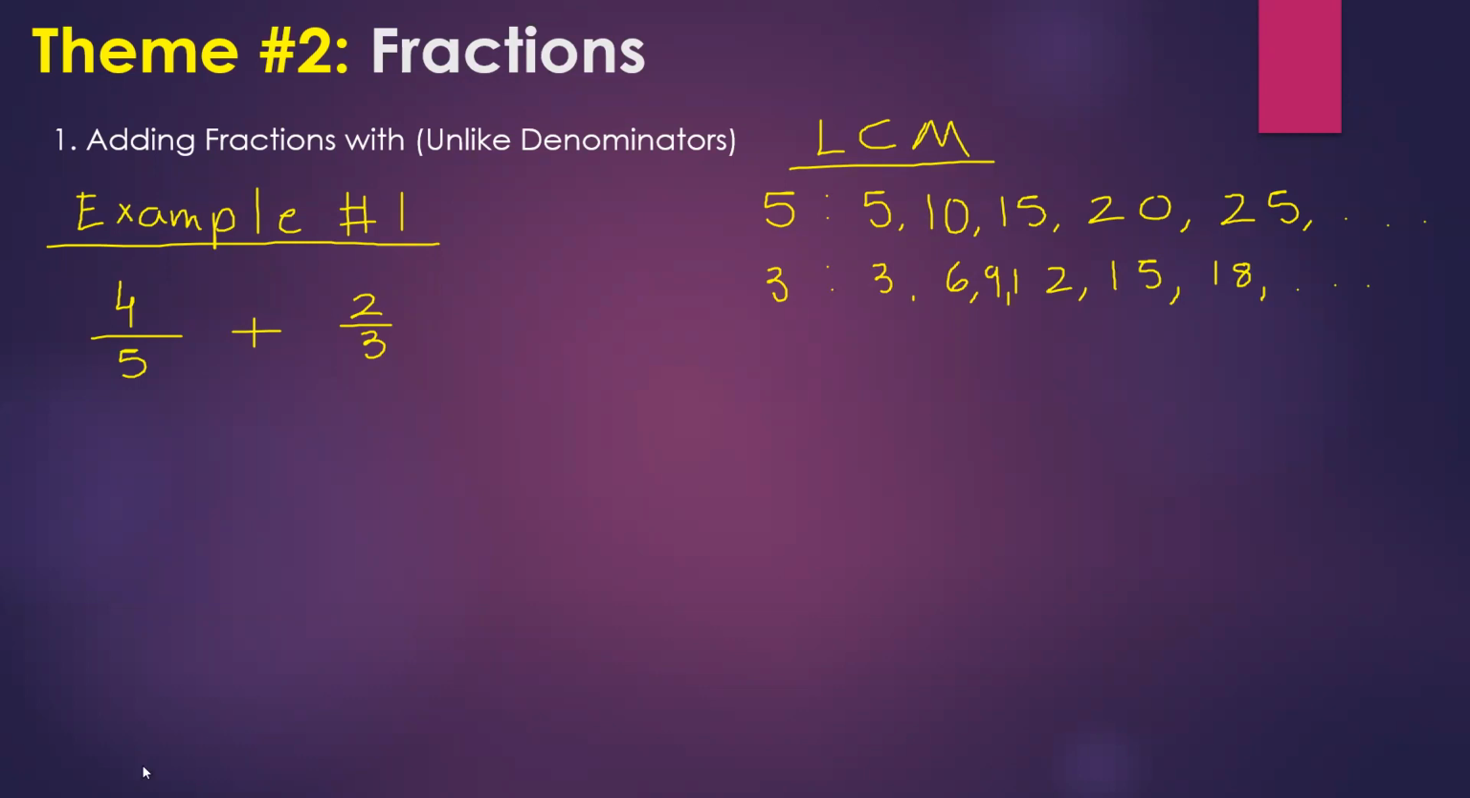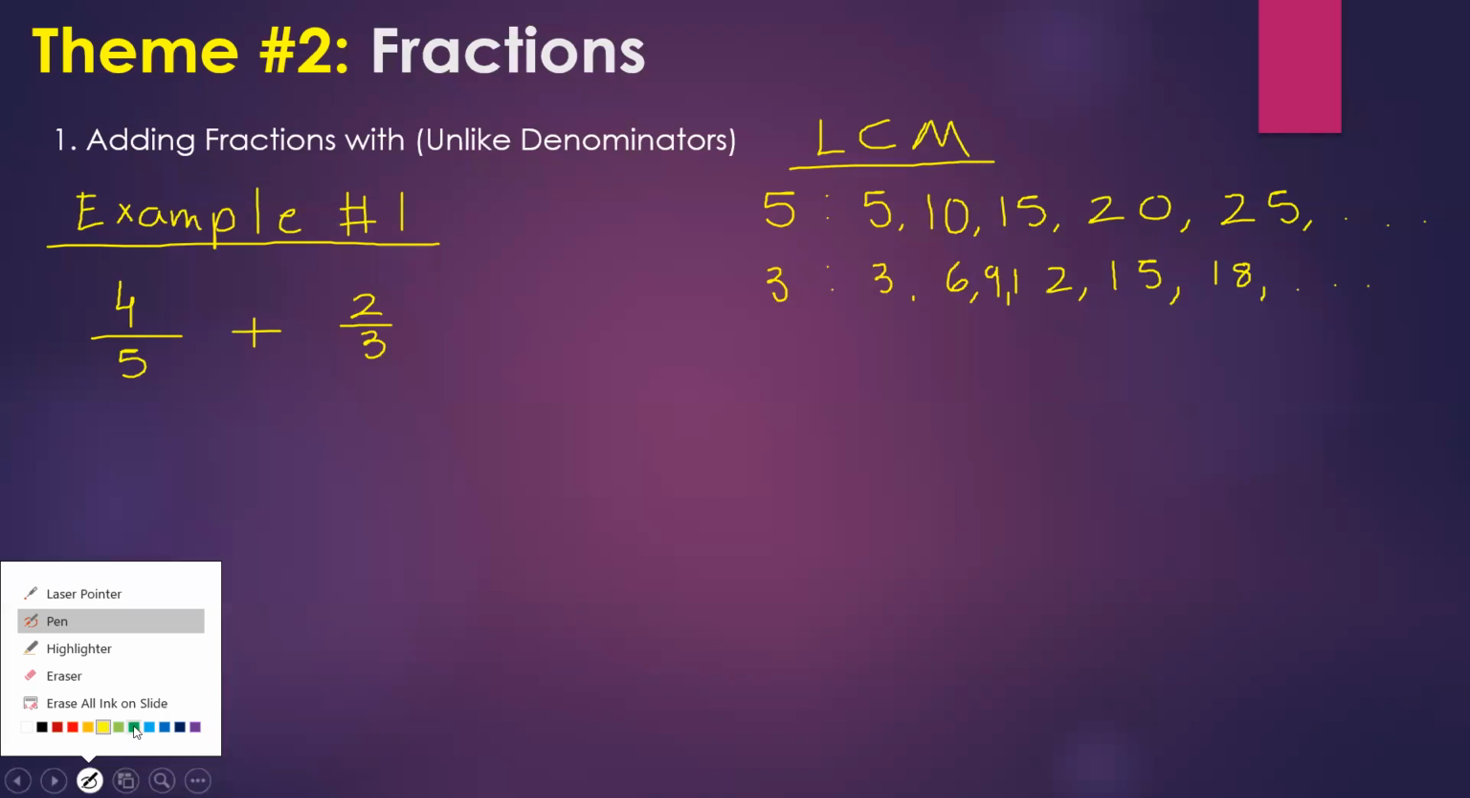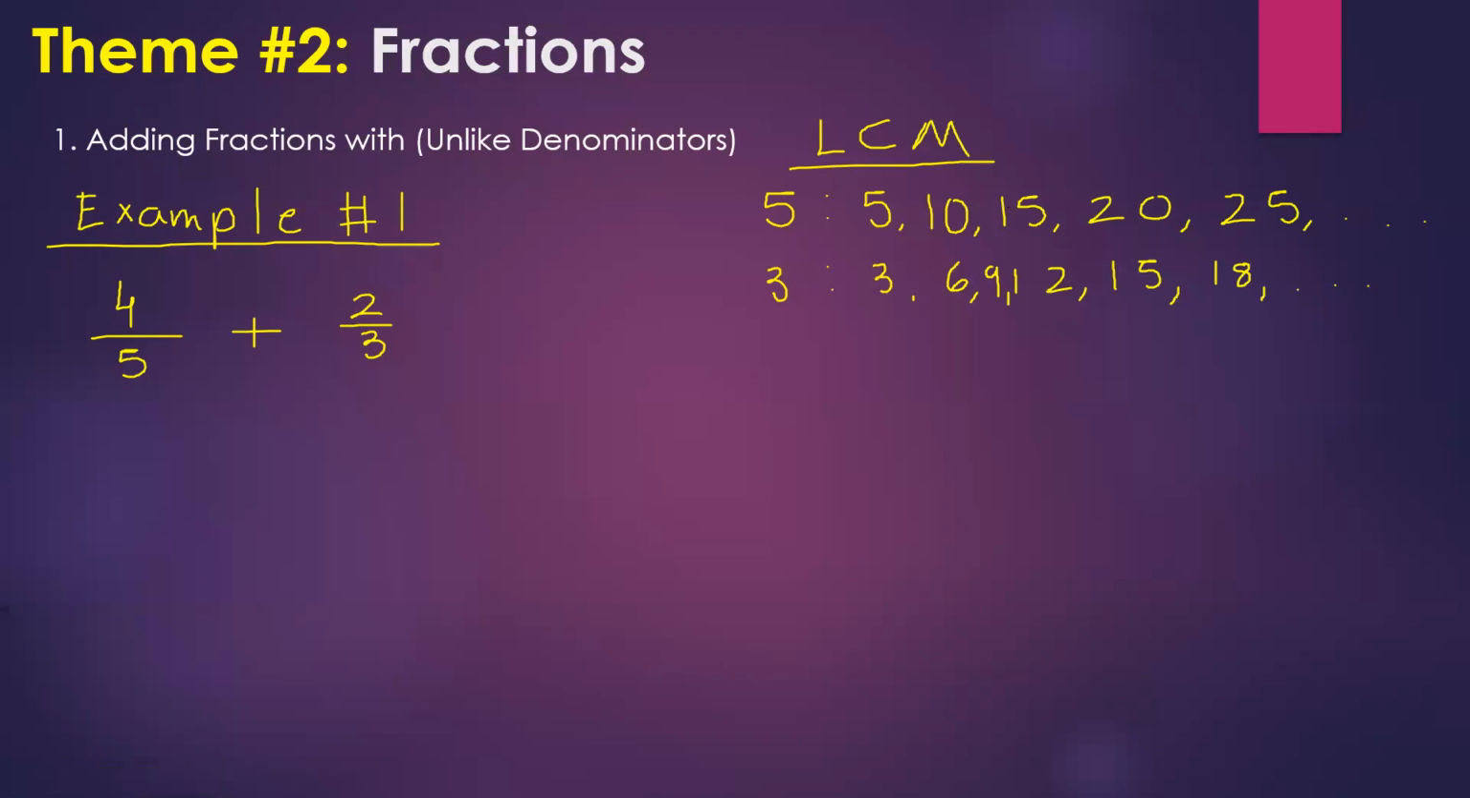Do we agree with her that it's 15? Yes, sir, it's definitely 15. So we're going to circle 15 in the top and circle 15 at the bottom. That means the LCM of 5 and 3 is what? 15. Very good.